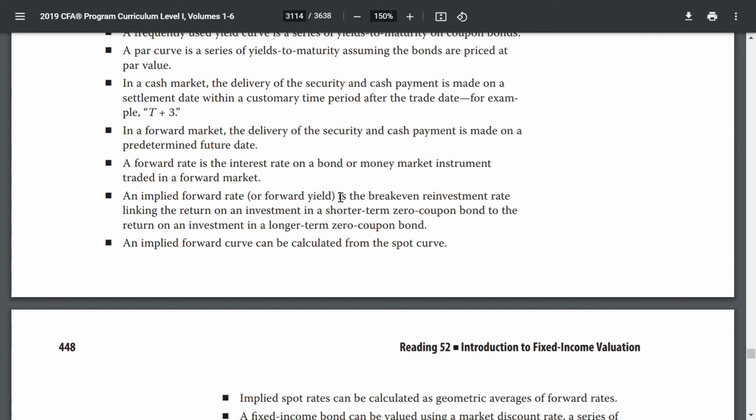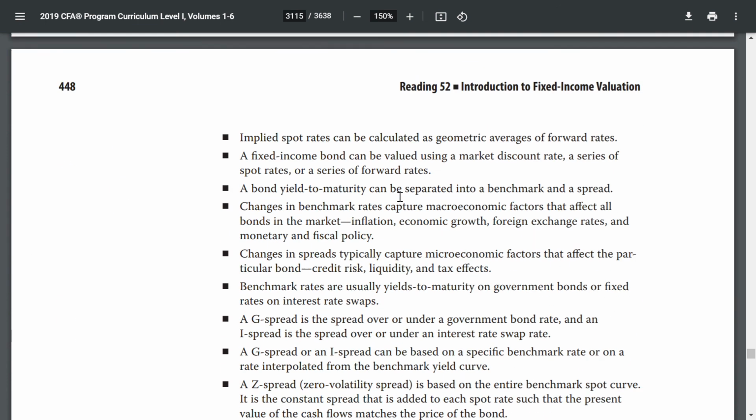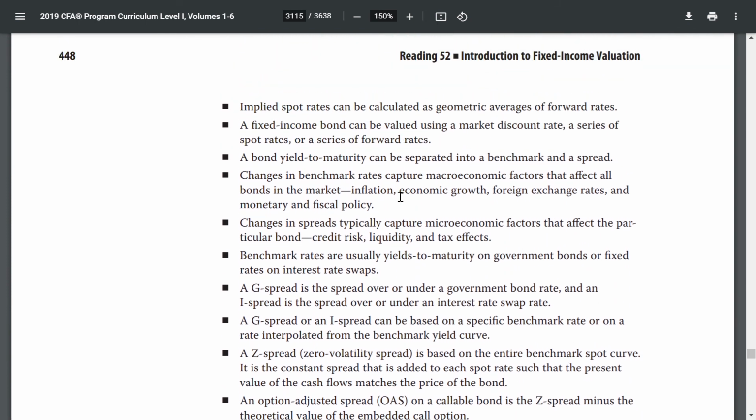An implied forward rate or forward yield is the break-even reinvestment rate linking the return on an investment in a shorter term zero coupon bond to the return on an investment in a longer term zero coupon bond. An implied forward curve can be calculated from a spot curve. Implied spot rates can be calculated as geometric averages of forward rates.